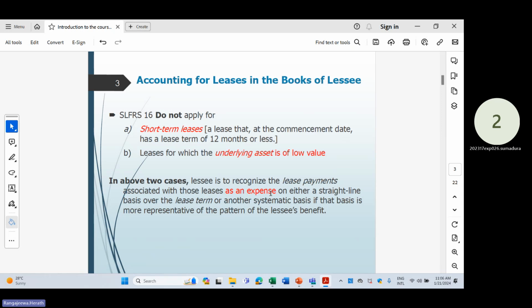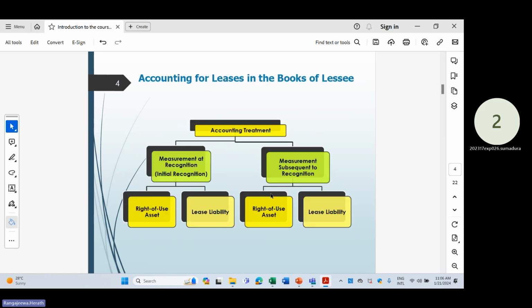Except these two cases, normally the lessee recognizes for a lease asset both a right of use asset and a lease liability. When we enter into a lease agreement and obtain the right of use of a motor vehicle, machinery, equipment, building, whatever, you recognize a right of use asset and lease liability. So you should know the accounting treatment. How do we measure the right of use asset initially and subsequently? How do you measure the lease liability initially and subsequently?